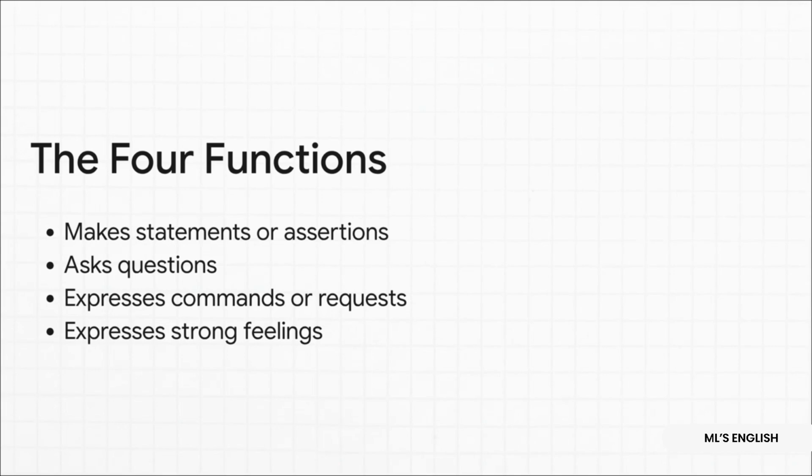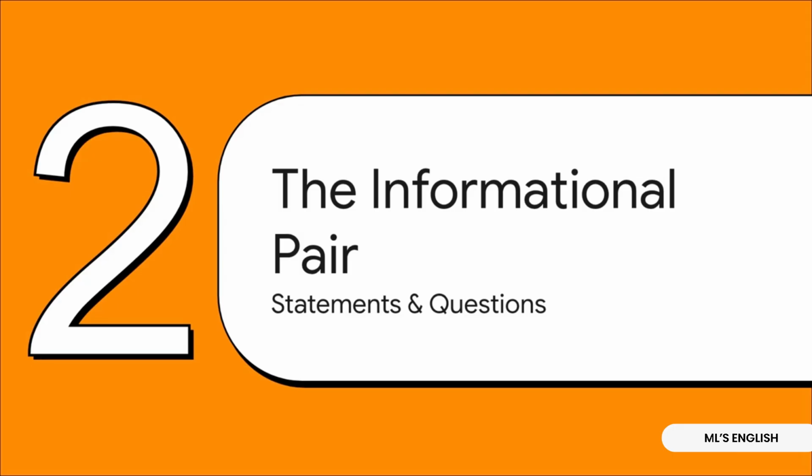And here they are, the big four functions. You can either make a statement, state a fact, you can ask a question, you can tell somebody to do something, or you can express a really strong feeling. Every single sentence is designed to do one of these things. Let's break each one down. We're going to start with the two types you probably use the most. These are the sentences we use all day, every day, to trade information back and forth. This is the real backbone of conversation, giving facts and getting facts.